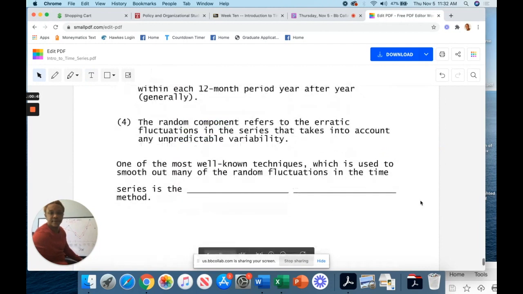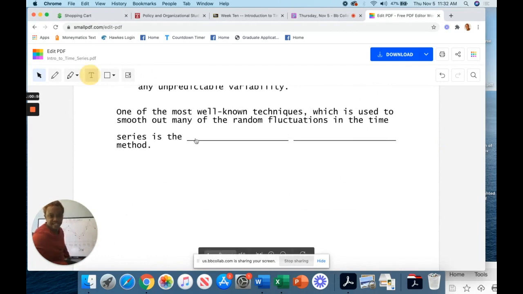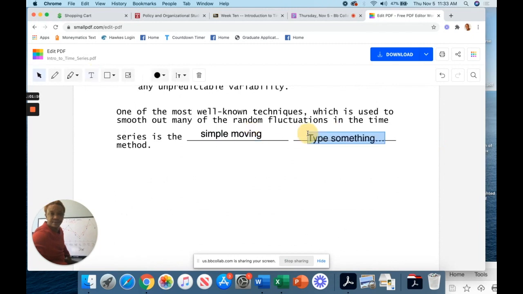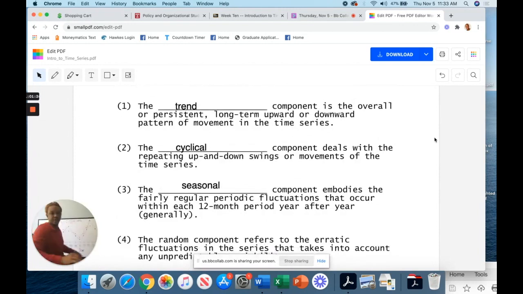The random component refers to blah, blah. Okay, so that's random already. And then in this last one here, just say the simple moving average. That's a technique that we use to smooth out the rough edges, as it's a simple moving, and in the last blank put average. Simple moving average. Could you go up for a second? I think I missed it. Okay, all right. Simple moving average there. There you go.